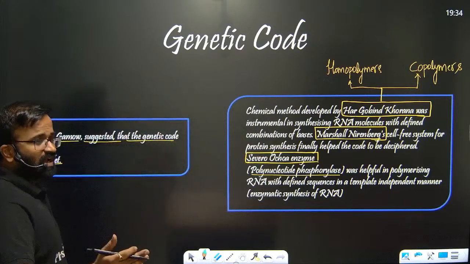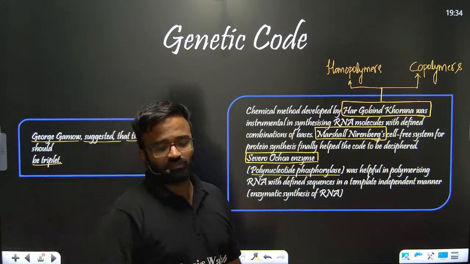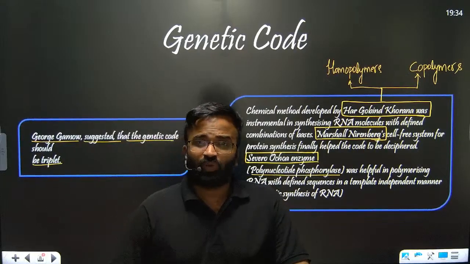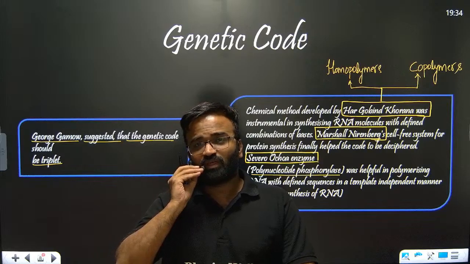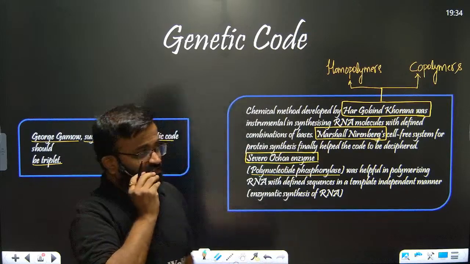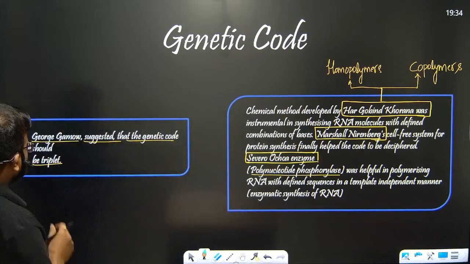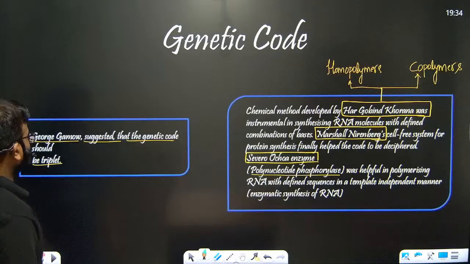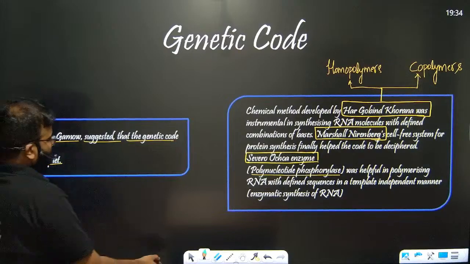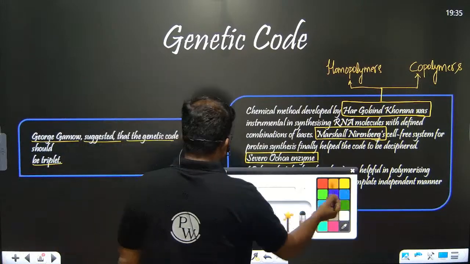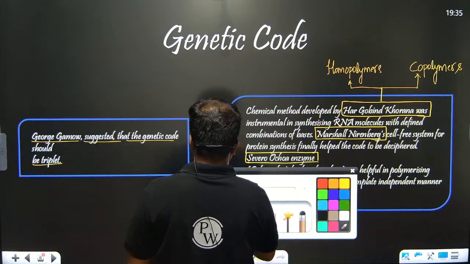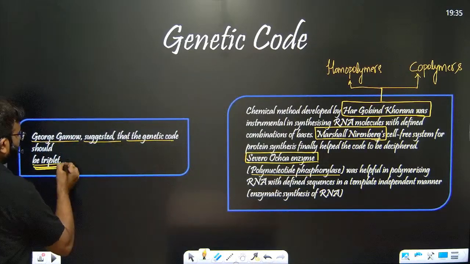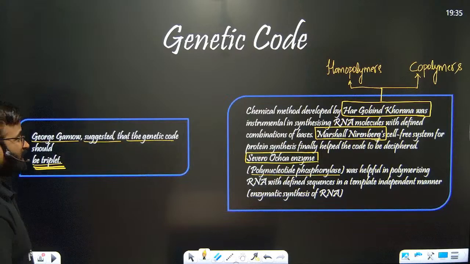Before going into that, it's not just the table, but there are 4 scientists that are associated with the genetic code. Let's see who they are. The first and foremost one is George Gamow. Who is he? George Gamow suggested that genetic code should be triplet.